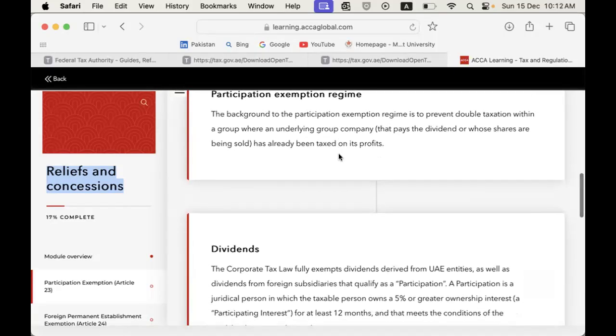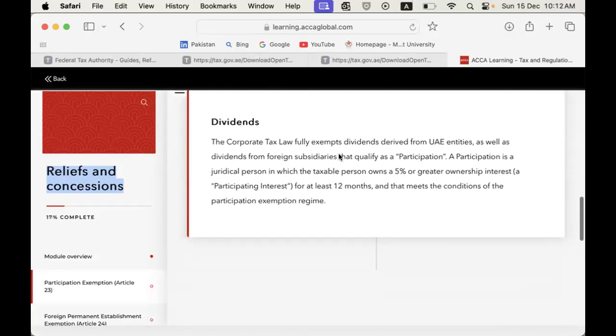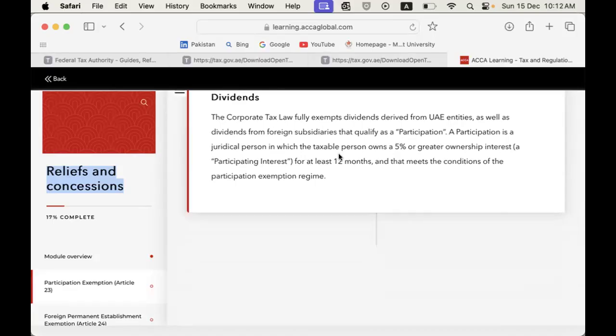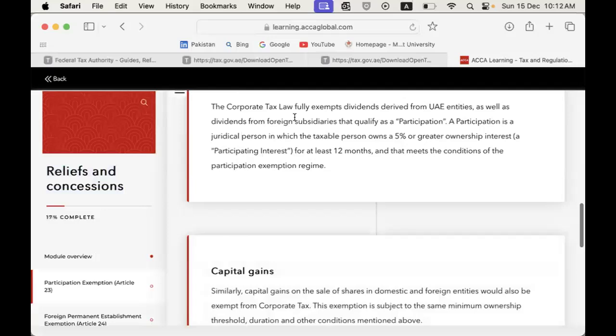So, the company in which a UAE taxpayer has already made an investment, they can receive either dividends or other distributive share, and that will be exempt provided certain conditions are met. Now, corporate tax law fully exempts dividends derived from UAE entities. That's a very important concept for us to remember, that if dividend is received or earned from a UAE entity which is established in UAE, or for that matter, which is a tax resident of UAE, that dividend will be exempt, as well as dividends from foreign subsidiaries that qualify as participation.